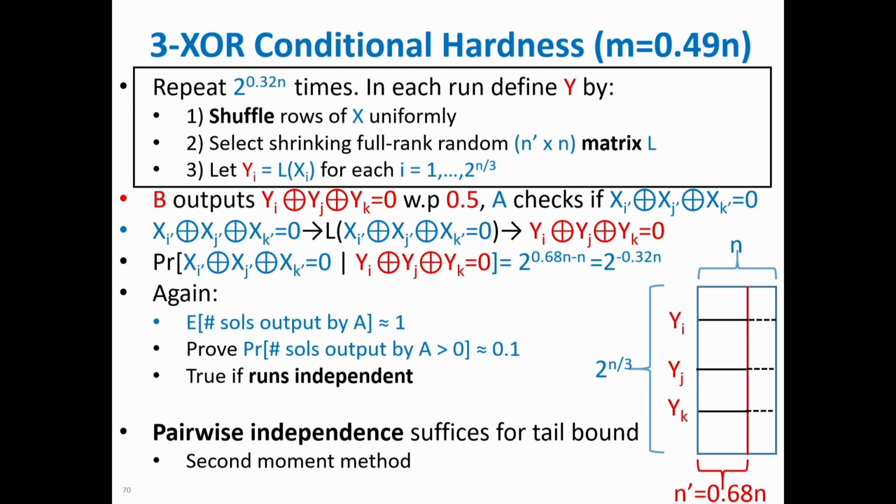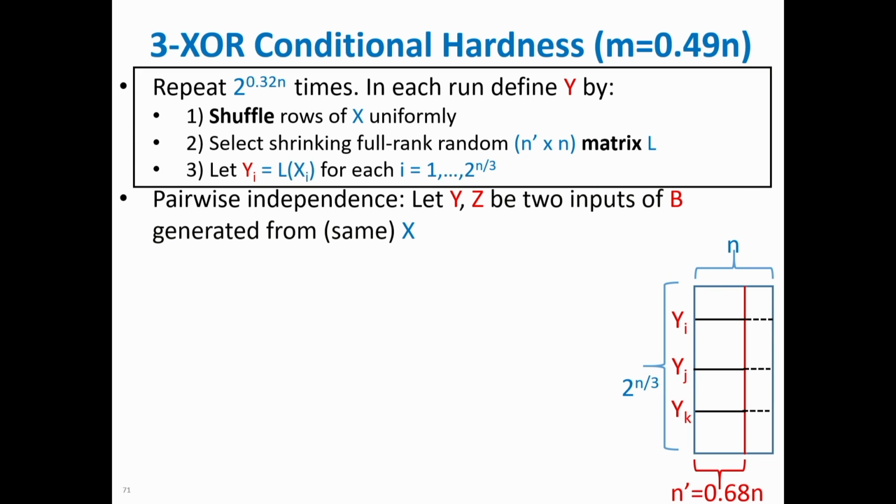And in fact, it is sufficient. You don't need to prove that all the runs are completely independent. It's sufficient to prove that they are pairwise independent. Like if you look at 2 runs, then what you need to show is that they're not correlated. Okay, so what does it mean to be pairwise independent?